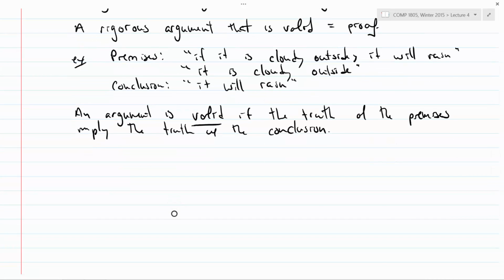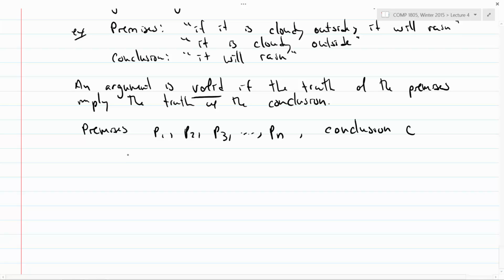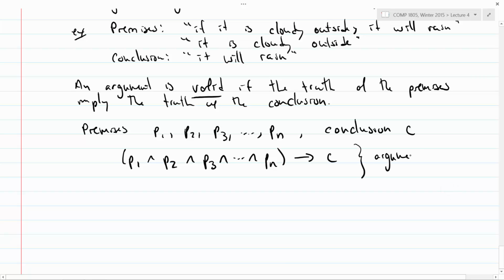So in general, we have something that looks like this. We have the premises, say, P1, P2, P3, and so on up to Pn. These are all just propositions that we know. And following that, we have some conclusion, which I'll call C, which is just a proposition that we know. Well, then if we have that P1 and P2 and P3 and so on all the way up to Pn implies C, this means that the argument is valid. It's a valid argument. It's a good argument in some sense.